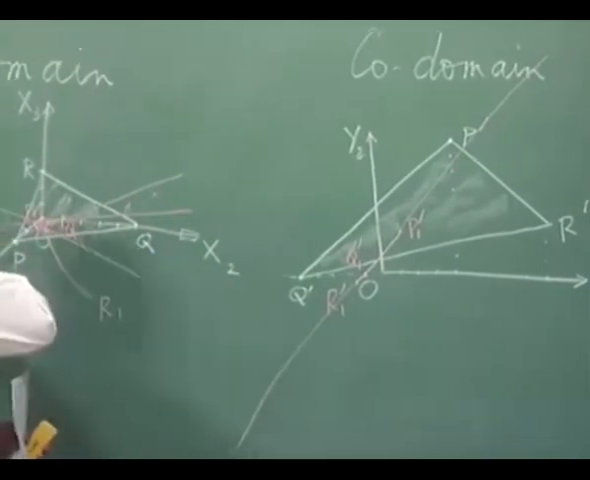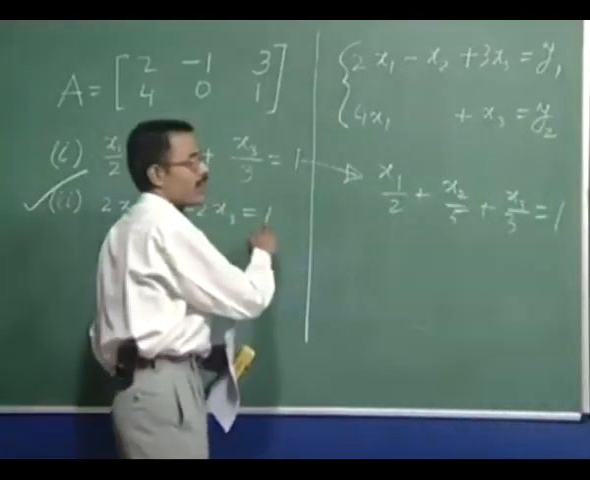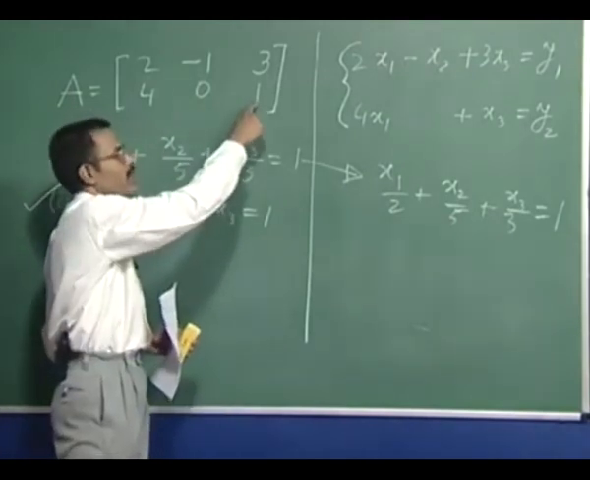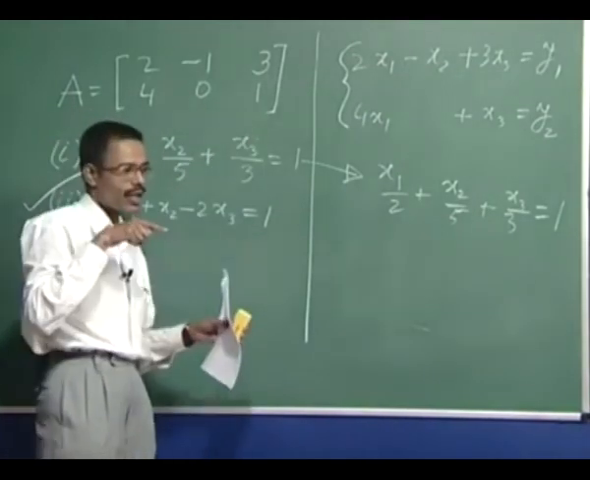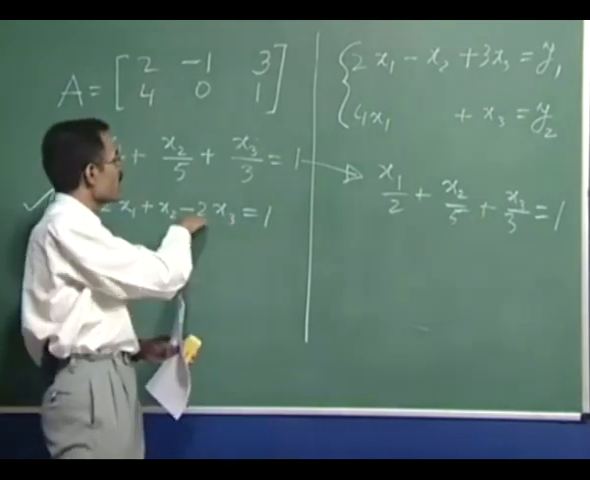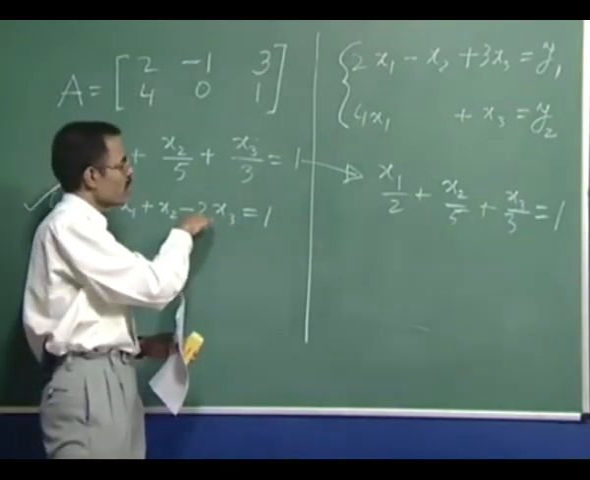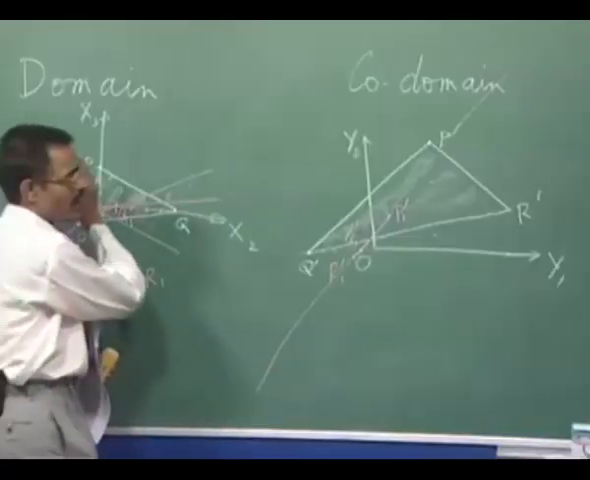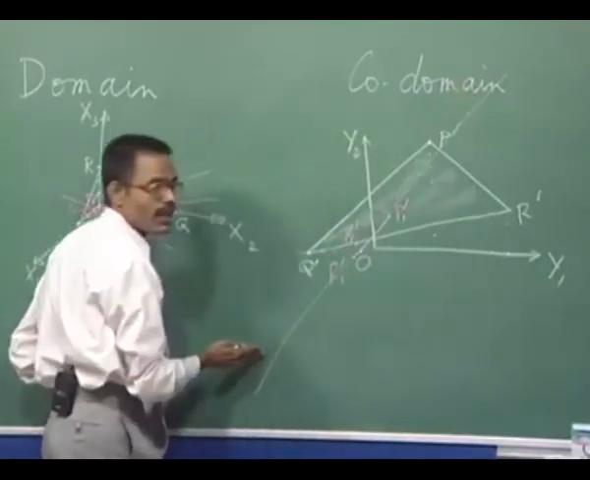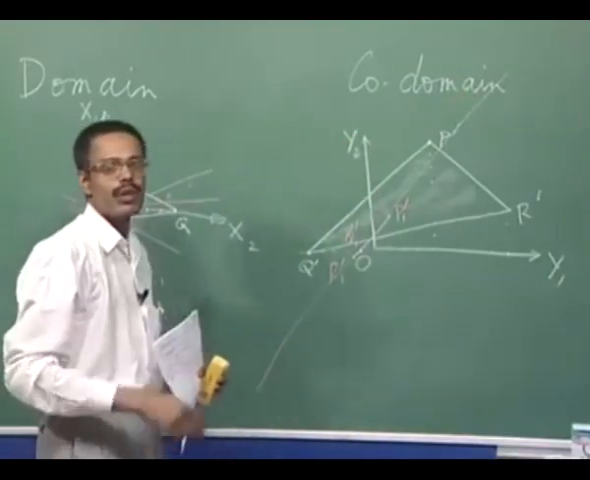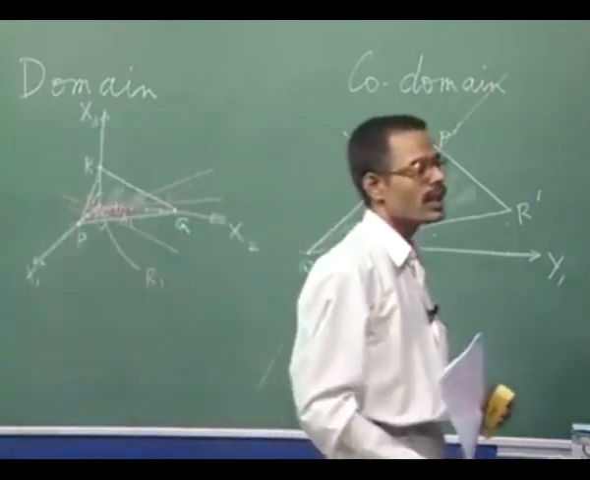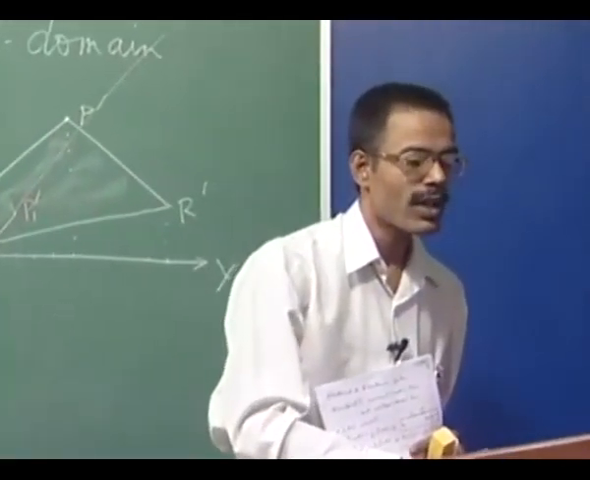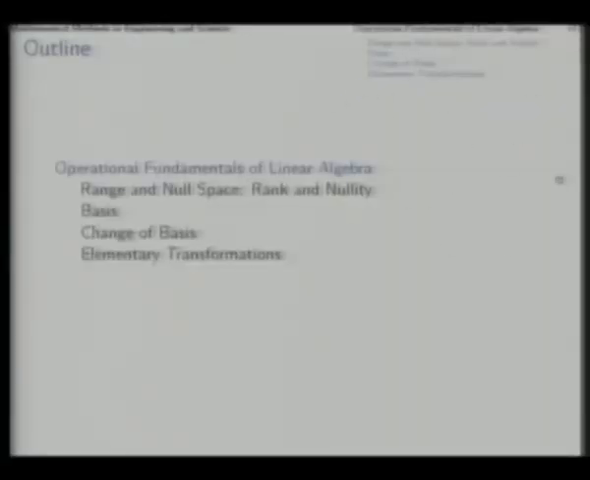In the second case, we find that the null space of this matrix, this transformation, falls along a direction which is contained in this plane. Therefore, this plane while mapping operates like a projection and the complete plane gets mapped to this line. Such issues will be taken up in more detail in the next lesson, which is the operational fundamentals of linear algebra.